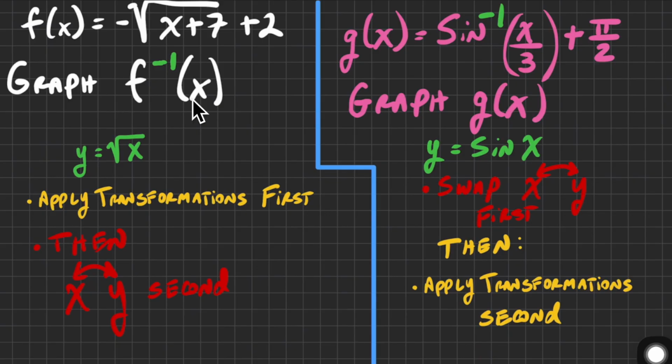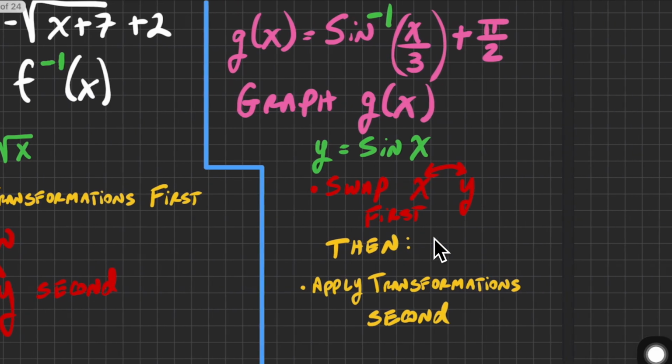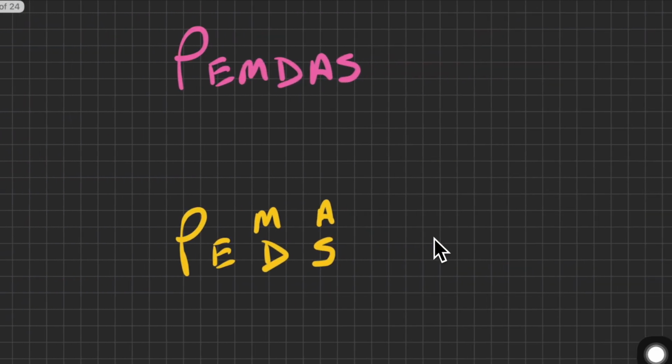And the reason is, with f of x, we're starting with the regular function. With g of x, the transformations are applied to the inverse function. And we're all aware from a very early age in our math careers that order matters.